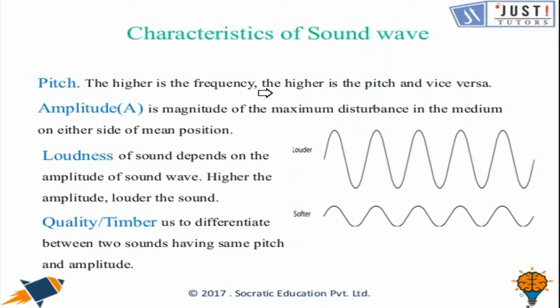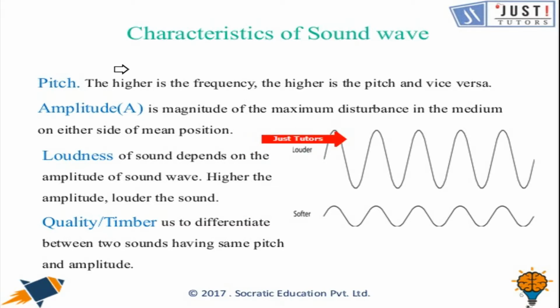We have some more characteristics like pitch, amplitude, loudness, and quality. Pitch is about how high the frequency of any sound is. So the higher the frequency, the higher the pitch. The lower the frequency, the lower the pitch. And amplitude is the magnitude of maximum disturbance in the medium on either side of the mean position. If this is the mean position of the wave, then how much distance we have from the mean position is called amplitude.